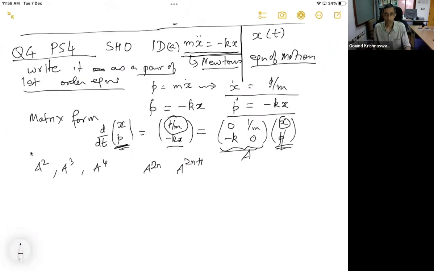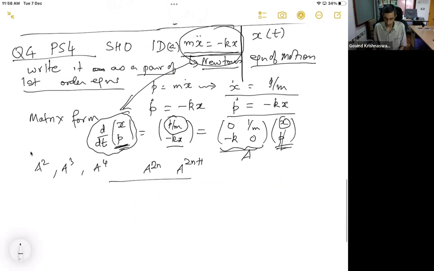Okay. If not, I emphasize these are first order equations, first order in time, whereas the original equation was second order in time. That is the main difference. We have gone from one second order equation to two first order equations. That is something worth remembering.